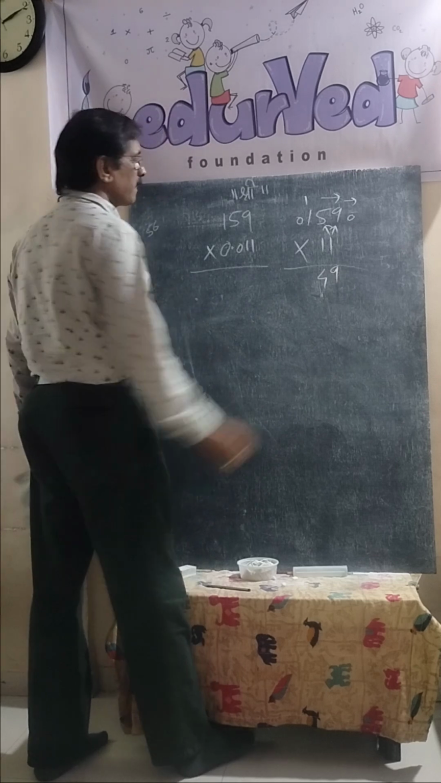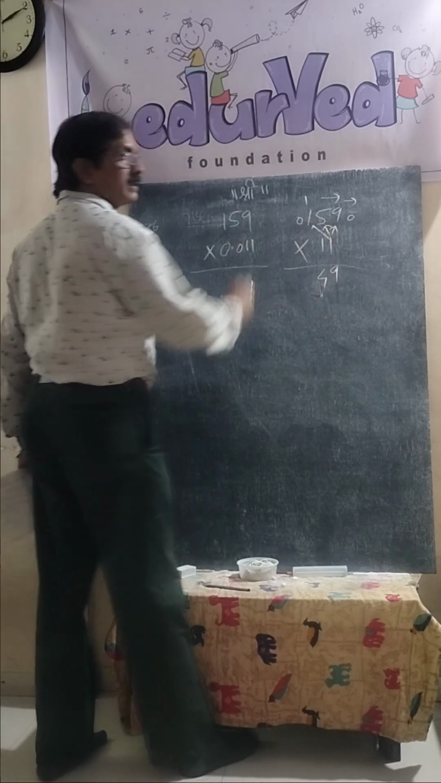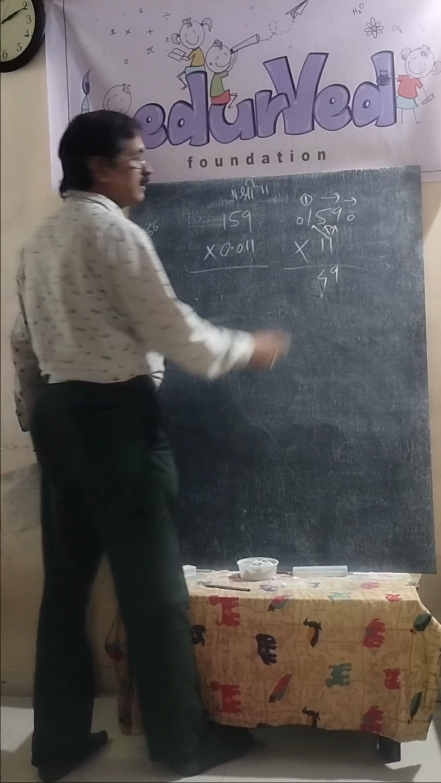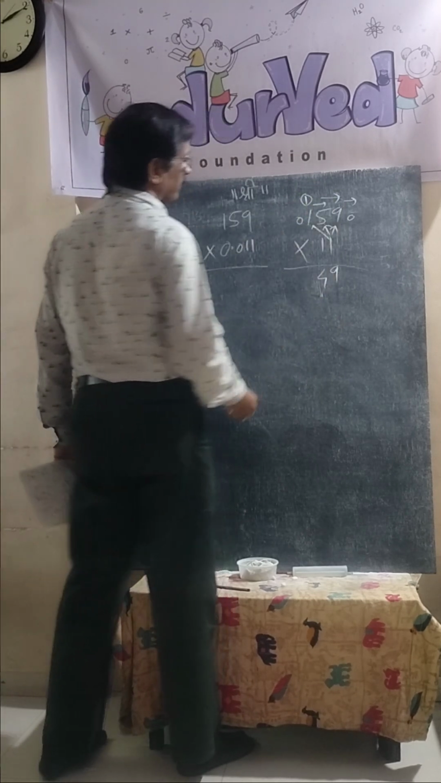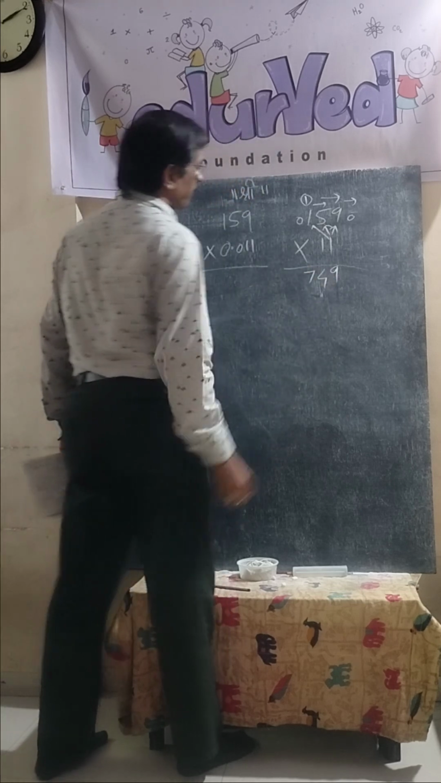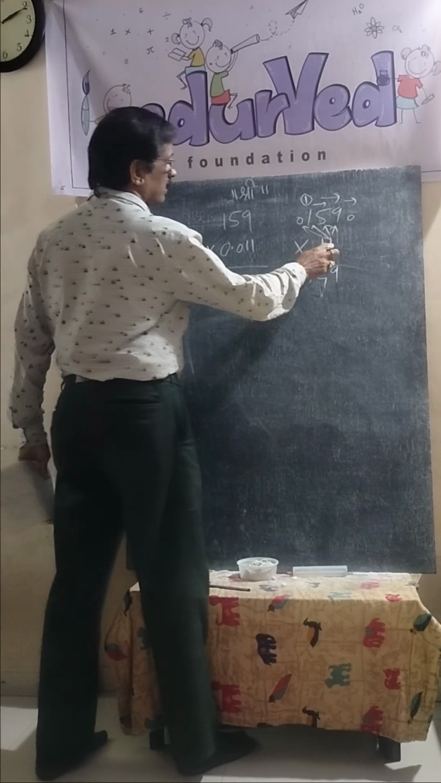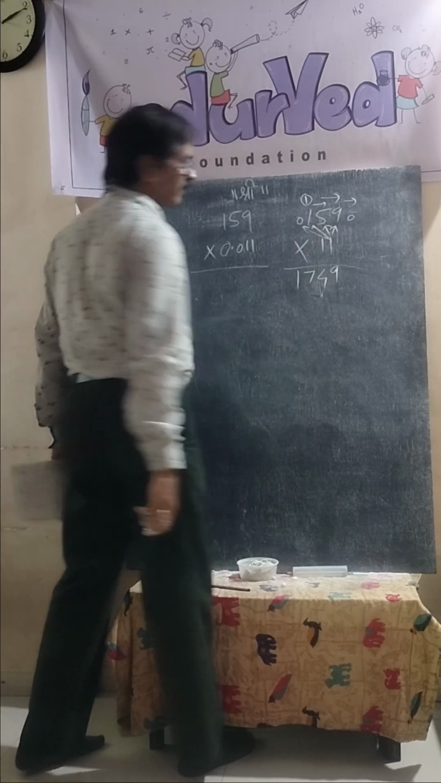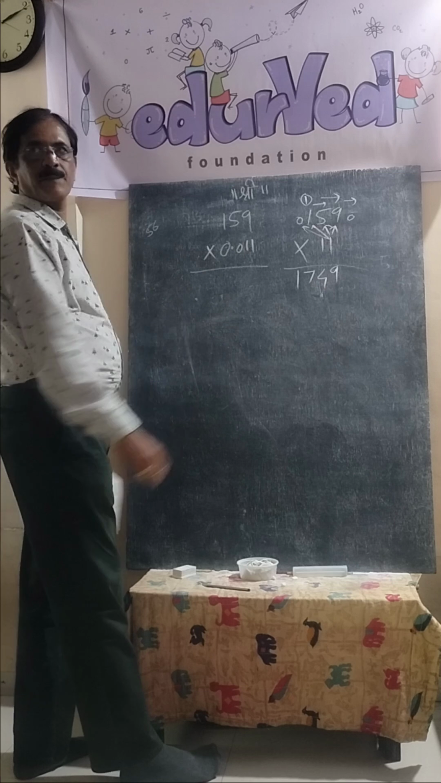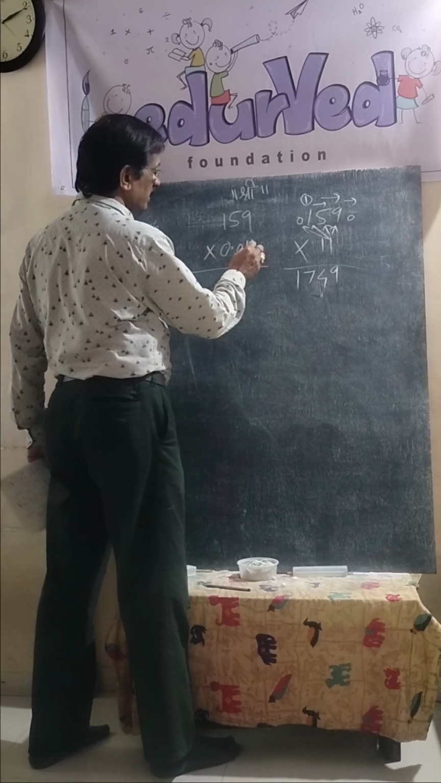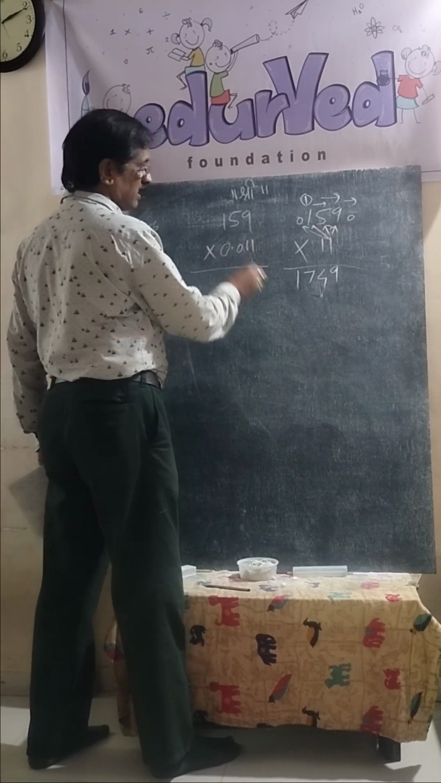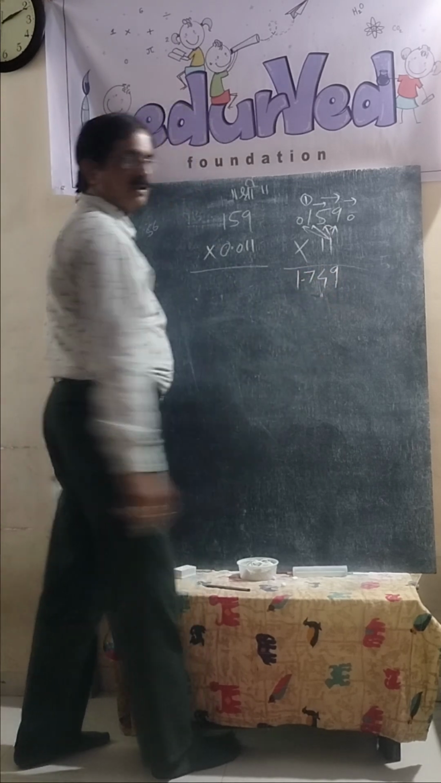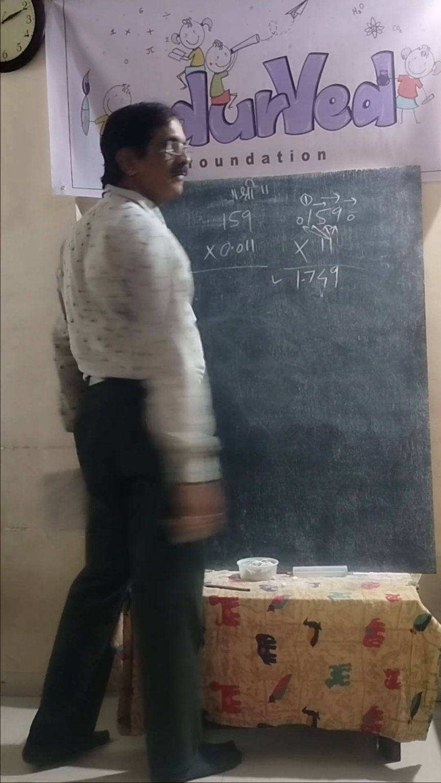Carry 1. Next step is multiply these two numbers. 1 into 1 is 1 plus this 1, 2. 2 plus this adjacent 5, 2 plus 5 is 7. Next step is multiply by this number. 1 into 0 is 0 plus this 1 will be 1. Now you have to consider the decimal signs. The decimal sign over here is after 3 digits. 1, 2, 3. So in the final answer we will have 1, 2, 3. So 1.749 is the final answer.